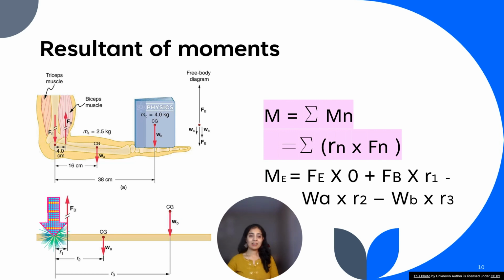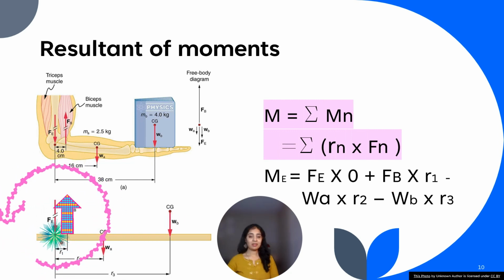So at E, Fe into 0, because this force is passing through this point, so its lever arm will be 0. Now Fb into R1, and its sign will be positive. Why positive? Because it is creating an anticlockwise movement. So Fb into lever arm R1, it will be of positive sign.